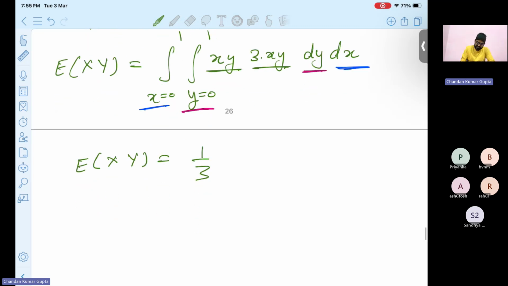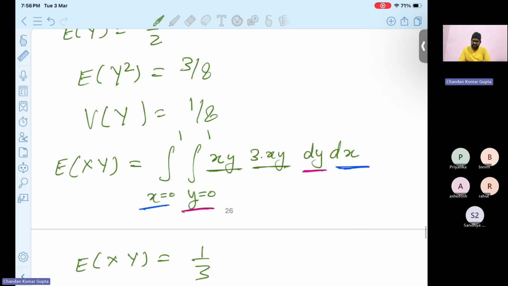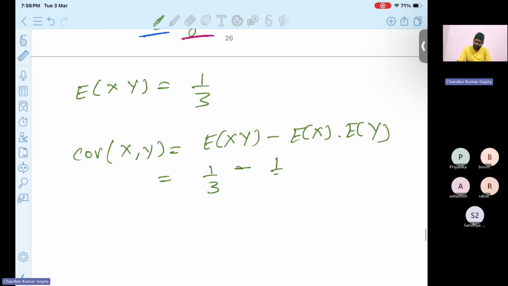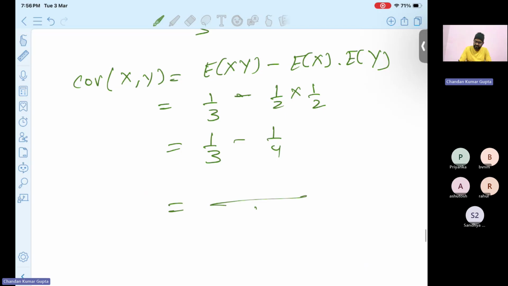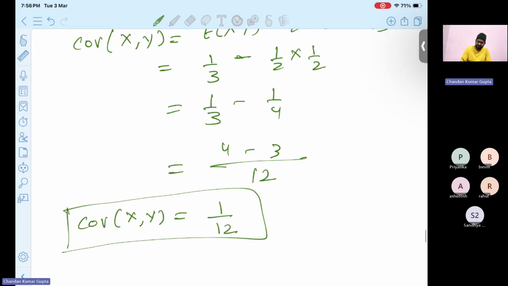Now, the next is correlation, and before the correlation, we need to calculate the covariance. Covariance of xy is expectation of xy minus expectation of x into expectation of y, which is 1 by 3 minus 1 by 2 into 1 by 2. It's 1 by 3 minus 1 by 4, which comes out to be 4 minus 3 over 12. So covariance of xy comes out to be 1 by 12.